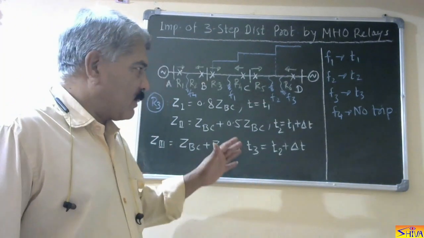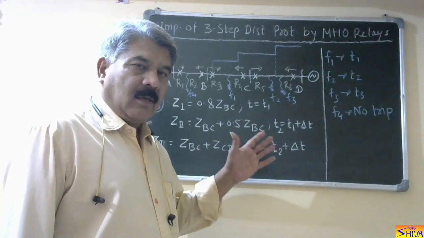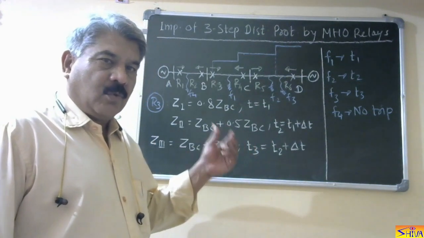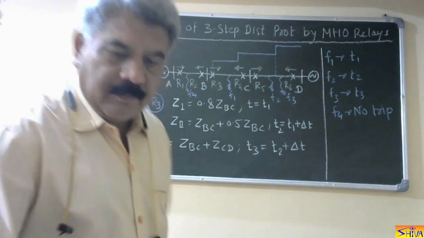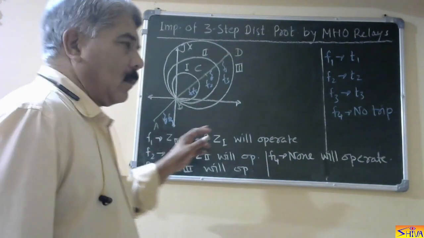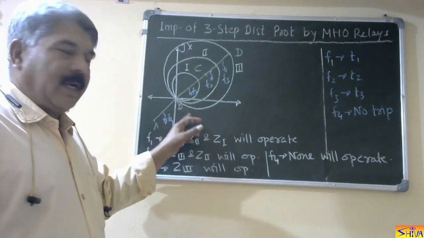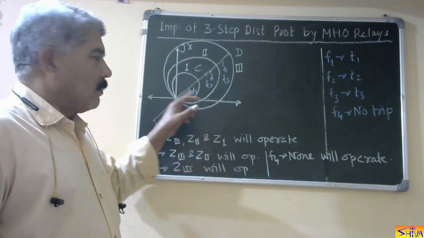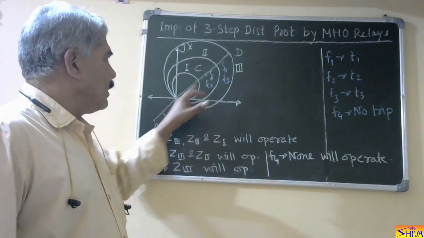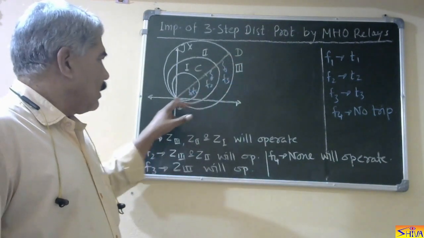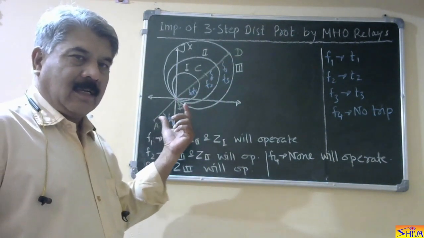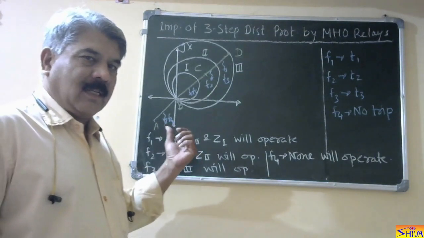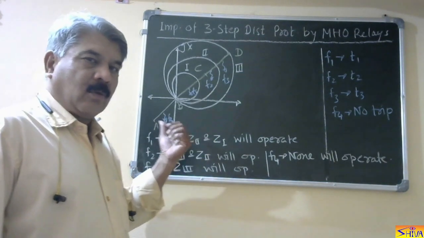Now, I will explain this scheme on RX diagram, how these three impedance measuring mho units are used and how is their characteristic in RX diagram. So in RX diagram, we locate the relay at origin. So this is point B. BC is the line. This is line CD and this is line AB. This does not indicate that the line is having negative resistance and reactance, but this simply indicates that this line is behind the location of the relay.